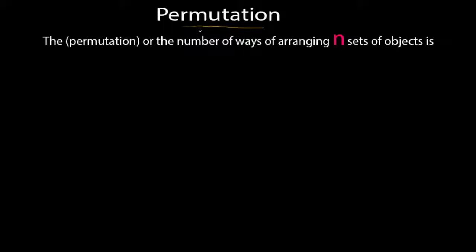The word permutation is simply another word for the number of ways of arranging n sets of objects. So for example, if someone tells you to find the permutation of n objects, what that simply means is the person is telling you to find the number of ways by which you can arrange the n sets of objects.